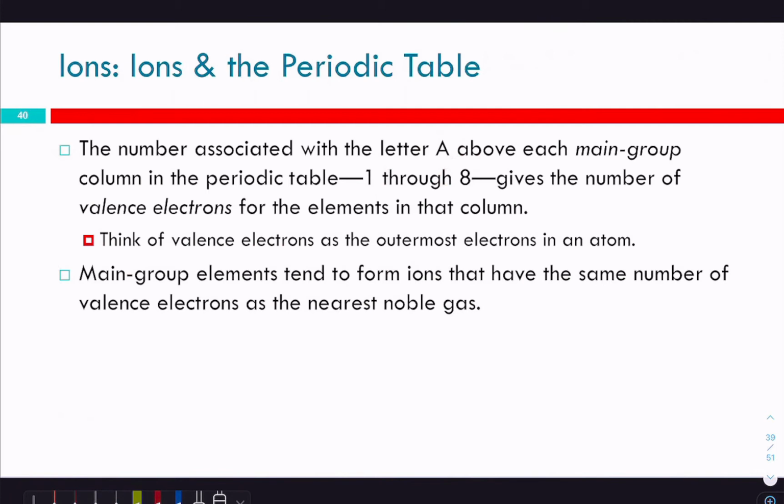Looking at the periodic table, you can go 1A, 2A, that's 1 valence electron, 2 valence electrons. 3A, which starts at the top with boron, those are 3 valence electrons, then 4, 5, 6, 7, 8. So you never need to guess at the number of valence electrons for any element. It's on the periodic table, like so many other trends. And our main group elements tend to form ions that have the same number of valence electrons as the nearest noble gas.